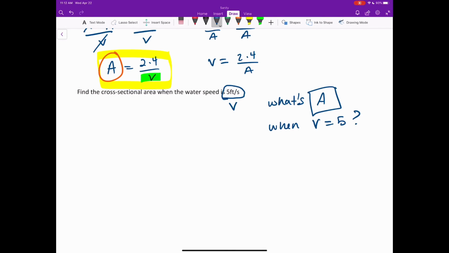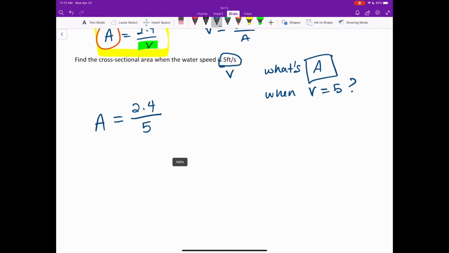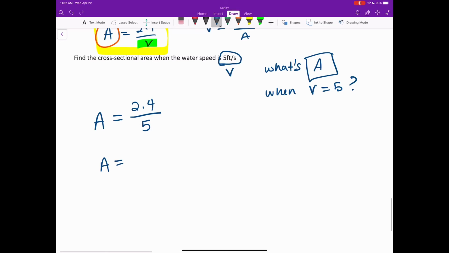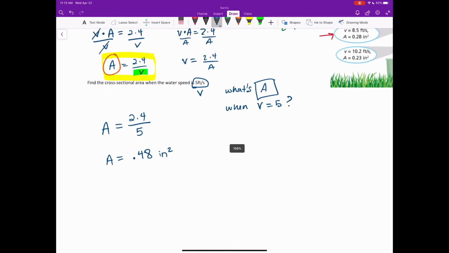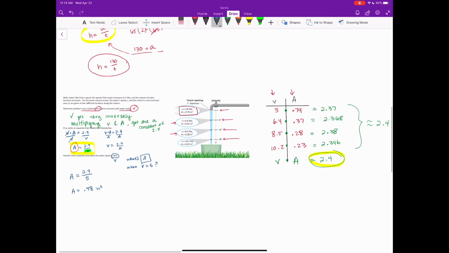So I'm going to plug in here. I know my velocity equals 5. I'm trying to find what my area is. So area equals 2.4 divided by my velocity of 5 feet per second. And then area is going to be equal to 0.48. So 2.4 divided by 5 gets you 0.48 inches squared, okay? It's the same stuff that we did in the assignment and in the video of 3.1, but now we're just kind of putting it to word problems, putting it to table of values that you may see in the real world. Anyway, that's what we did, all right?